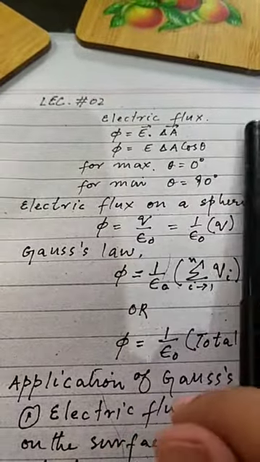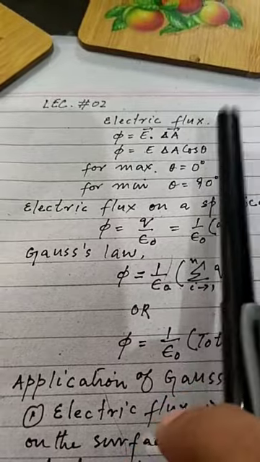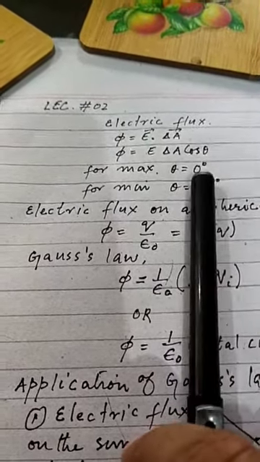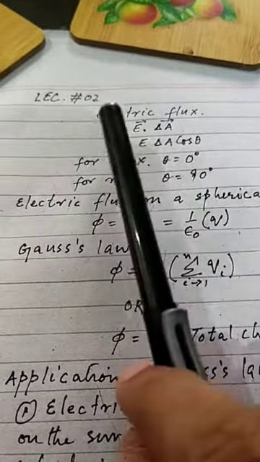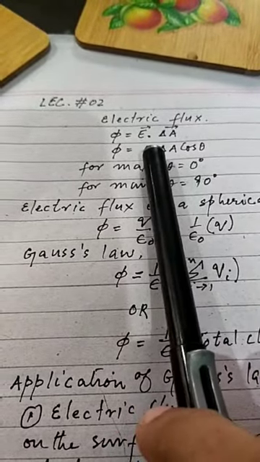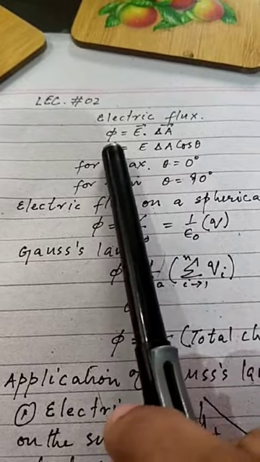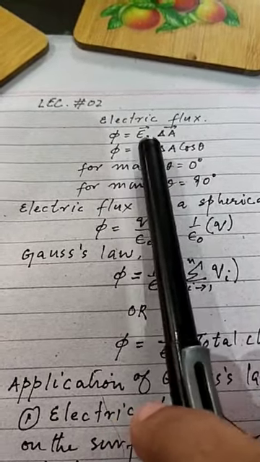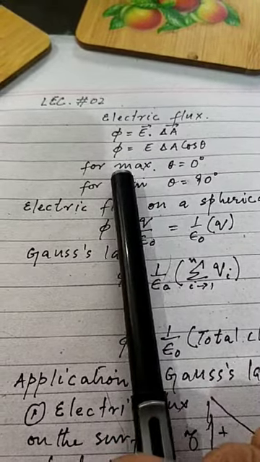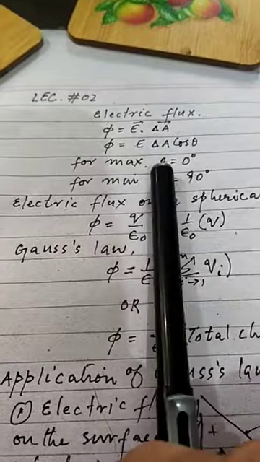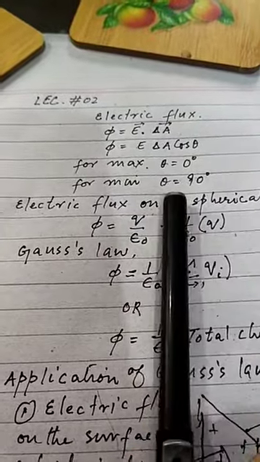It is electric flux. I have already said to you, electric flux is the magnitude of electric lines of forces in a specific area, or you can say electric flux is the dot product between electric field intensity and unit area. Flux is denoted by phi. A dot B is equal to AB cos theta, then you can write E dot delta A, E delta A cos theta. Phi is equal to E delta A cos theta.